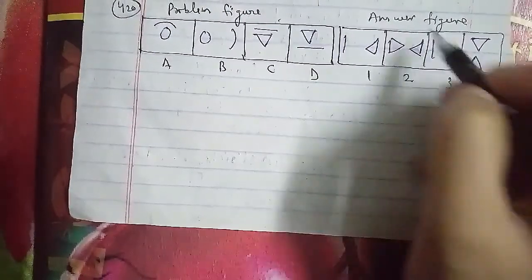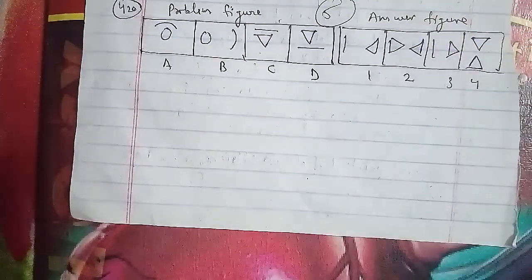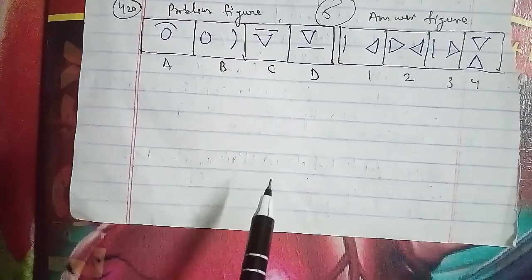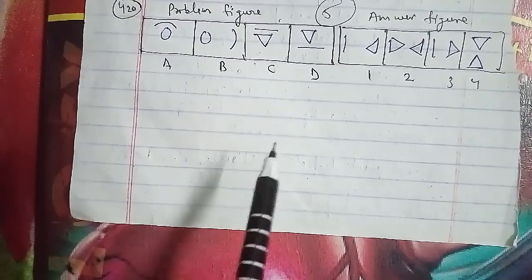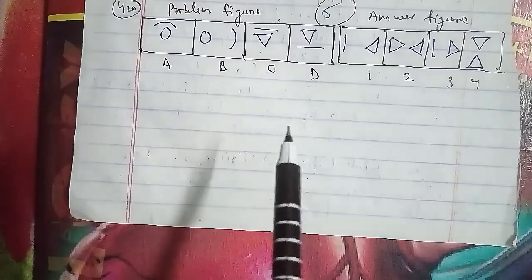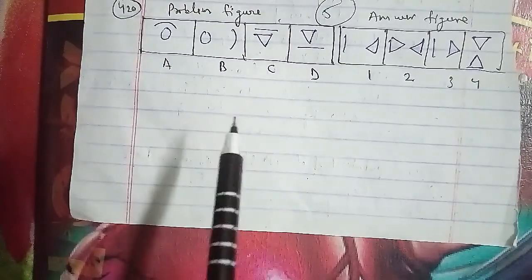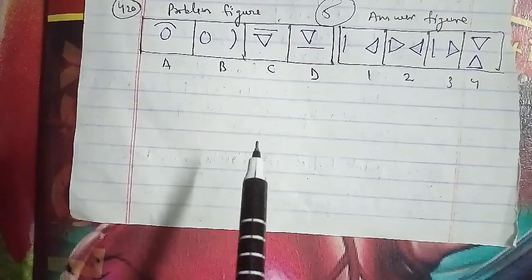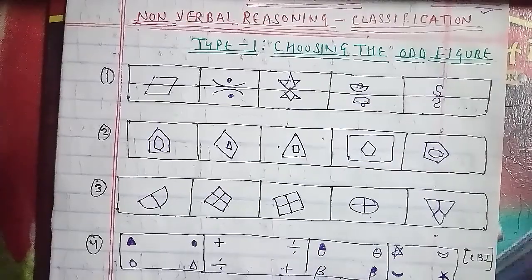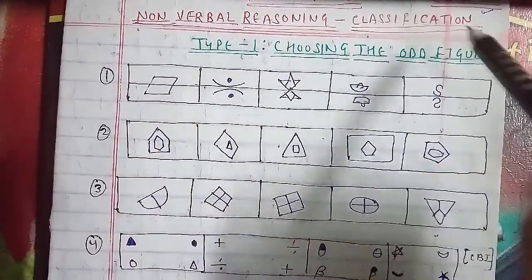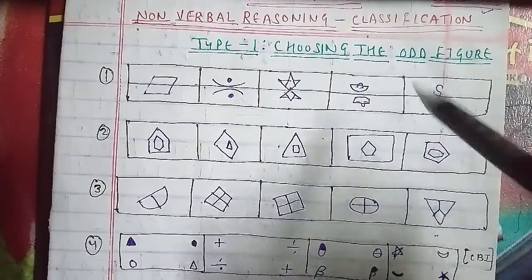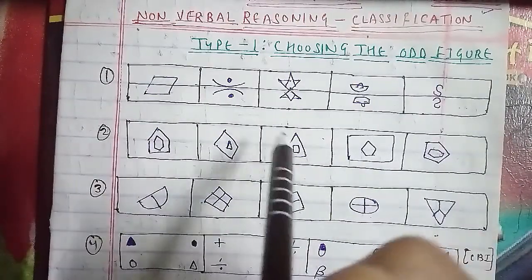Let's go ahead with the other one that we will discuss here, which is the other topic we have to continue with, which is classification. In terms of classification, we'll start here. As I told you, non-verbal reasoning classification will start in this class only. We ended with analogy, which is the second topic of non-verbal reasoning, and this is the third topic of non-verbal reasoning, which is classification. In classification, we'll discuss type 1, which is choosing the odd figure. You have to choose the odd figure.